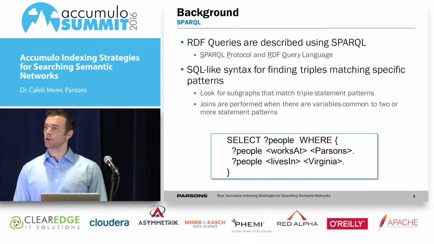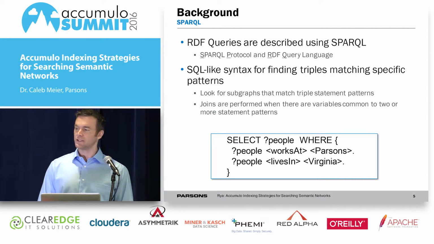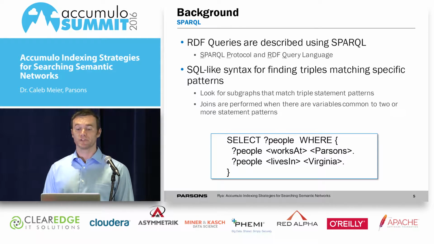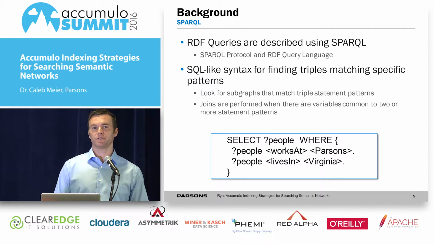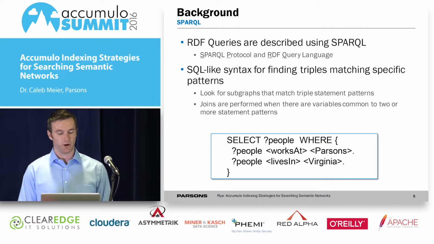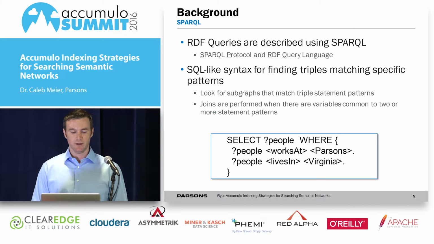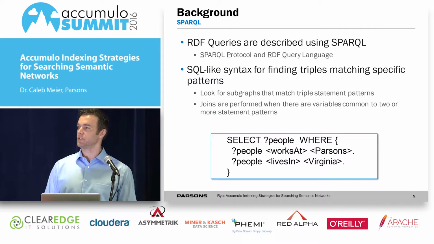The language we use for querying RIA is SPARQL. It's a very expressive language that allows you to search your triple store for subgraphs. It has a SQL-like syntax in that you have a familiar select clause and a where clause. Variables appear in the select clause, and they're indicated by question marks. And within the where clause, you have statement patterns.